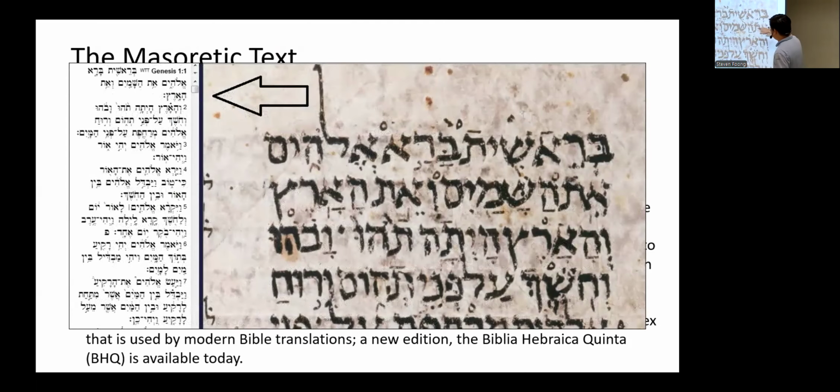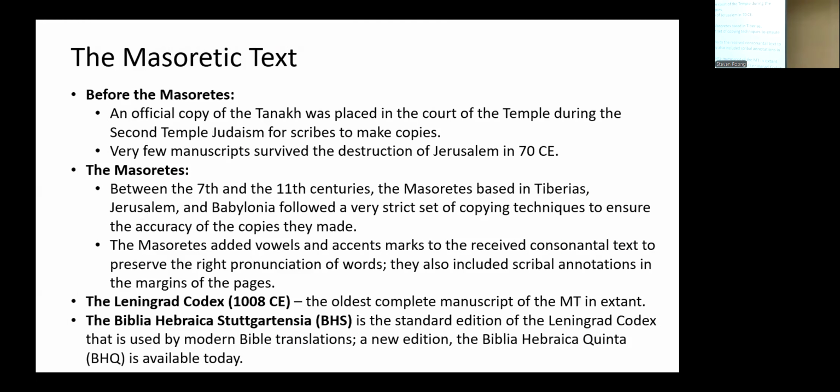here's the Masoretic text. They added in all these dots and dashes and whatnot to the consonants. These are the consonants, right? And they added all these dots. All these dots wouldn't have been there during the time of Jesus, right? Was added in between the 7th and the 11th century. And they also included scribal annotations in the margins of the pages.